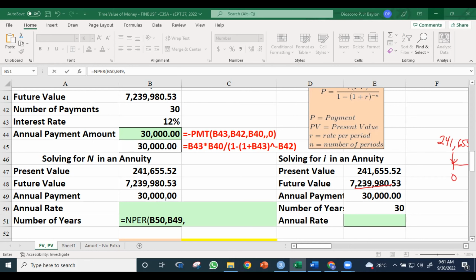So, what should this be? Our PMT is 30,000 and our PV, what should be our PV? Anyone, please? Let me give you a clue, guys. Remember before I told you, Excel is very particular about the direction of the cash flows. So there, the answer is there.